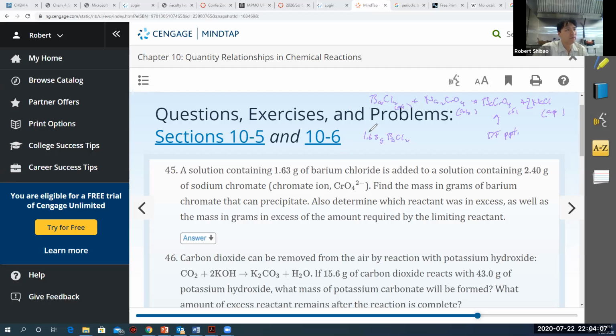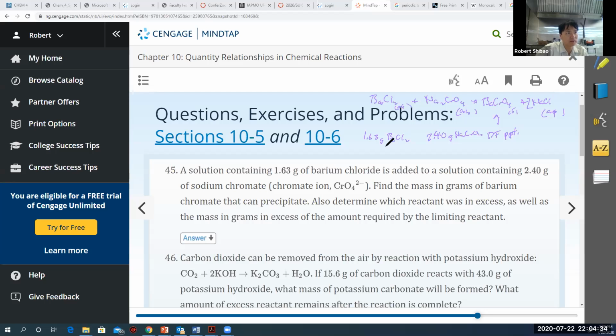So the problem here is if they only gave us barium chloride, then this is standard stoichiometry. We assume we have plenty of sodium chromate, but they give us both. They tell us how much barium chloride, 1.63 grams, and how much sodium chromate, 2.40 grams. And this is not necessarily stoichiometric. If this is stoichiometric, then they're just the right amounts.